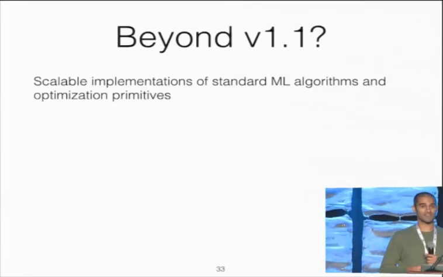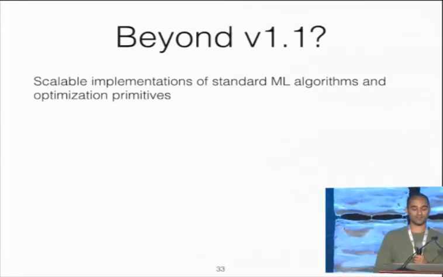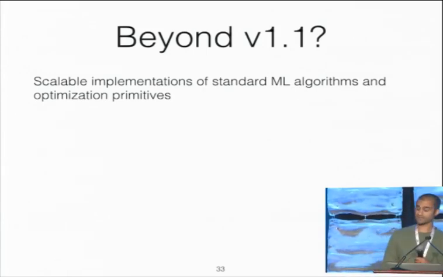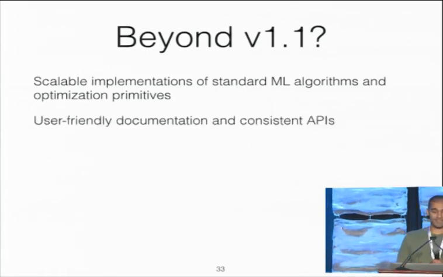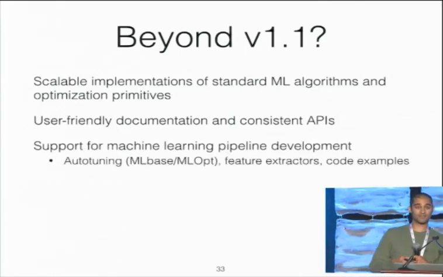But one thing I think it's safe to say is that we're hoping to have scalable implementations of standard machine learning algorithms and optimization primitives. I think we've already seen rapid growth in the last 9 months, and we're well along the way of covering many of the important algorithms that people care about for machine learning. Second, we want to continually improve the documentation and have consistent APIs, and we've already started doing that.